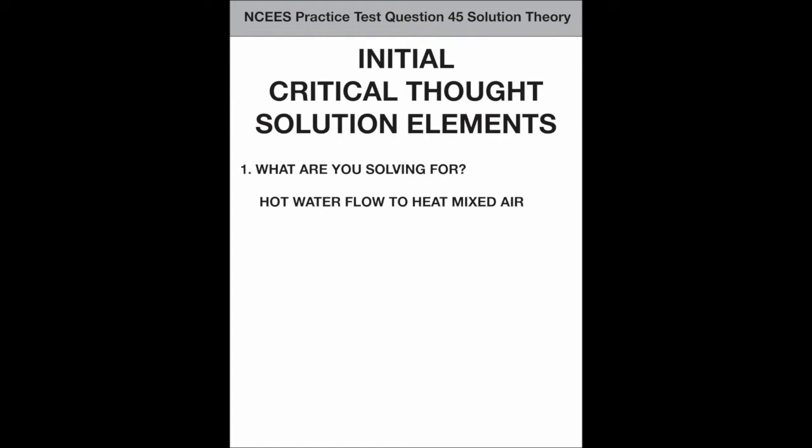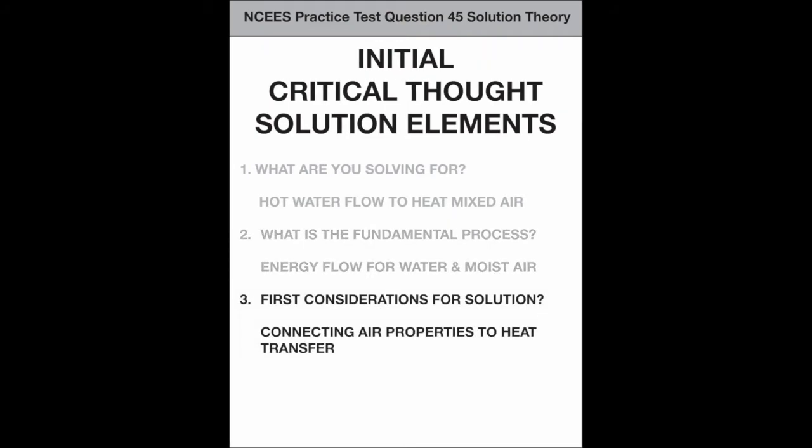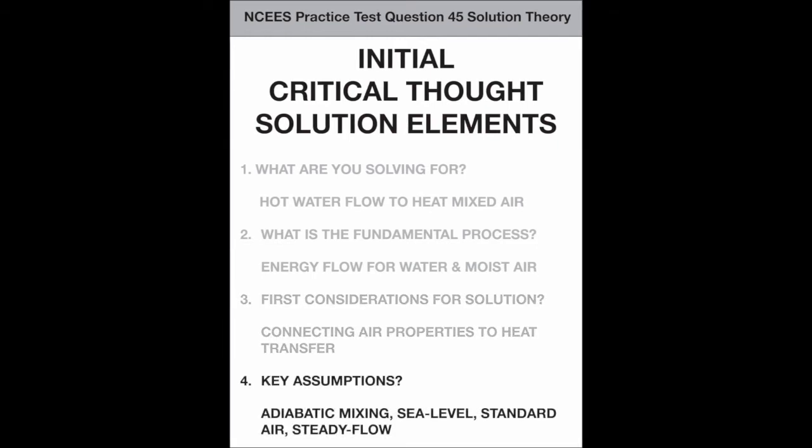1. What are you solving for? The steady state hot water flow required to heat mixed air to a desired temperature. 2. What is the fundamental process? Energy flow for water and moist air mixing. 3. What are the first considerations to find the solution in connection to the fundamental process? Connecting the properties of standard moist air to a coil's heat transfer rate. 4. Are there key assumptions? Adiabatic mixing, sea level conditions, standard air, and steady flow.